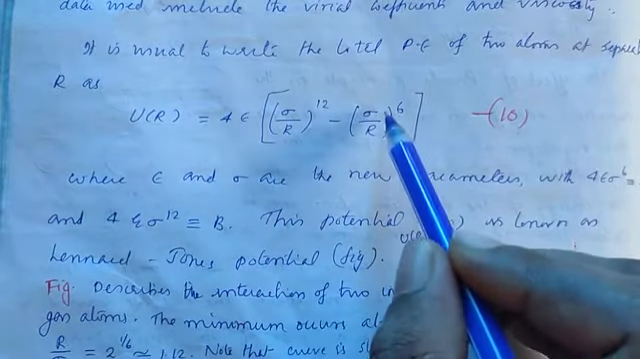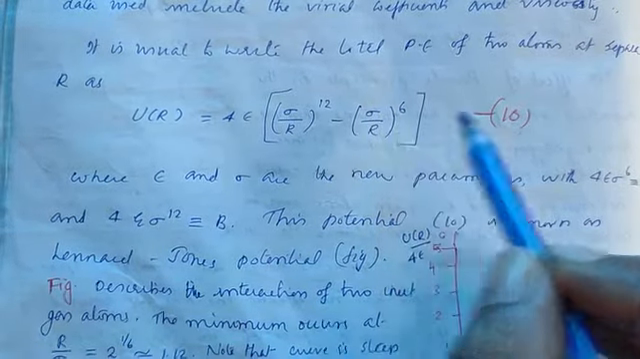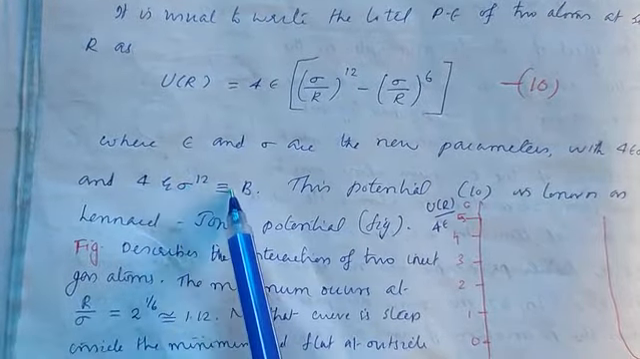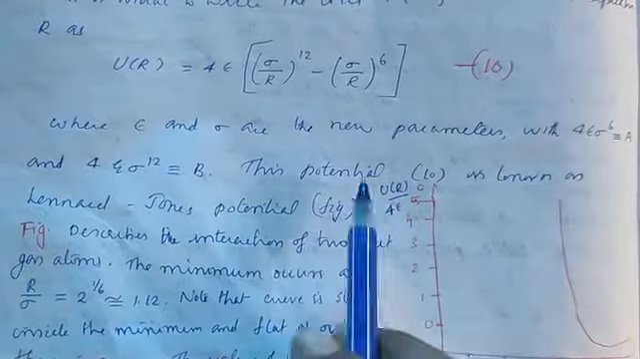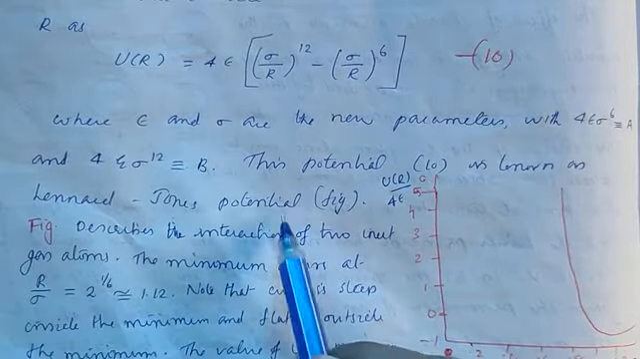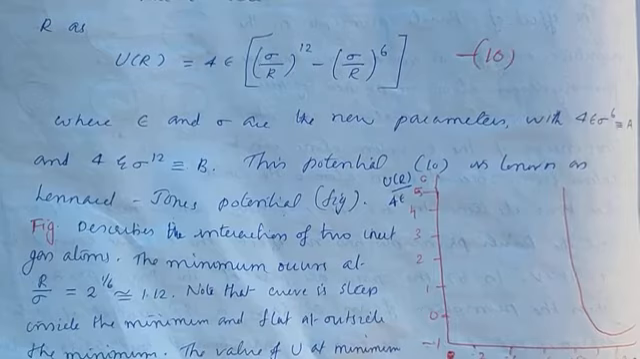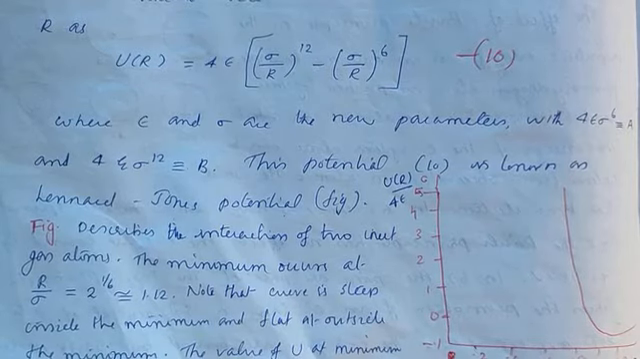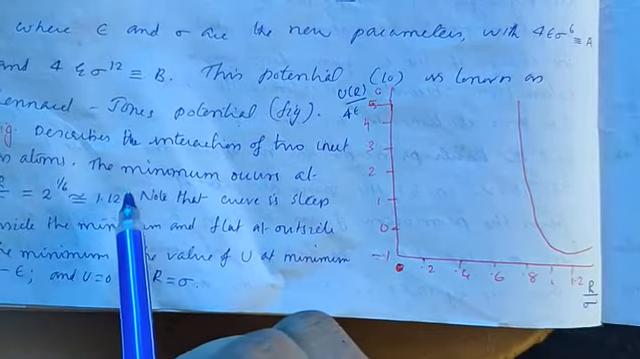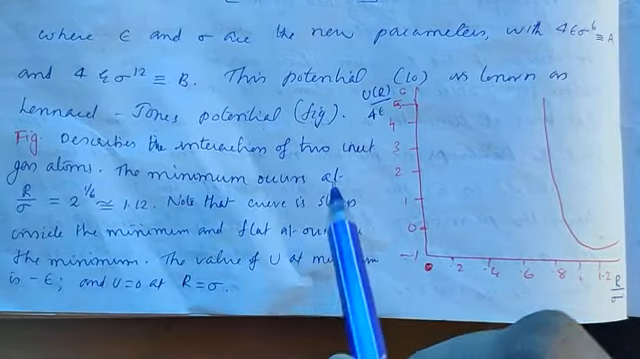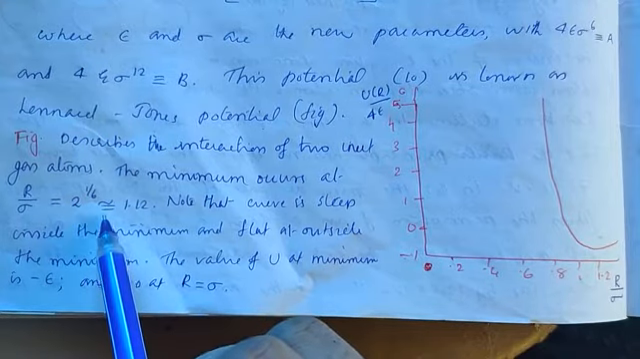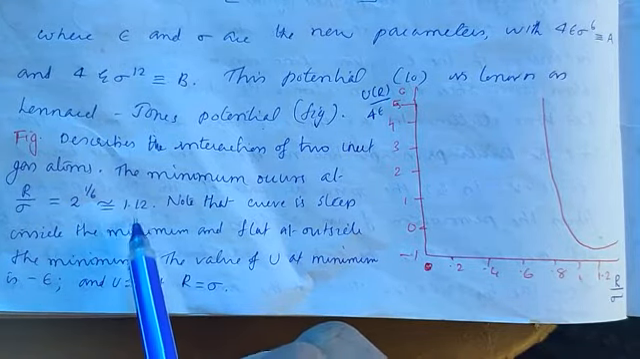So we will get minus A times (sigma by R) to the power 6, just as in equation 9, and 4 epsilon sigma to the power 12 as B. So this potential is also known as the Lennard-Jones potential, which is shown in the graph here. This graph describes the interaction of two inert gas atoms. The minimum occurs at R by sigma equal to 2 to the power 1 by 6, which is approximately 1.12.